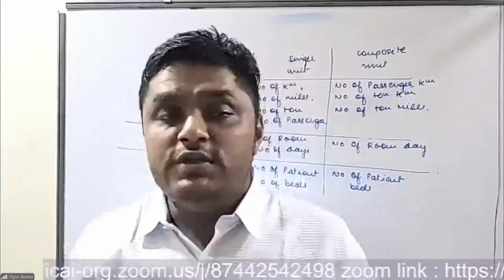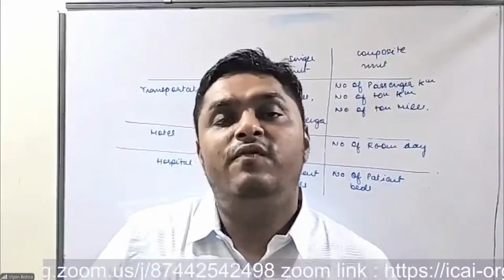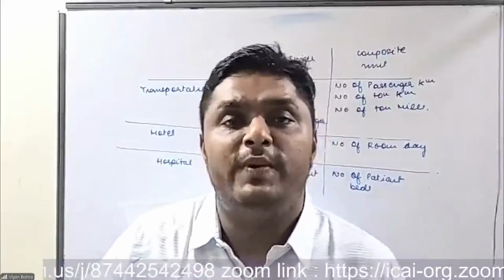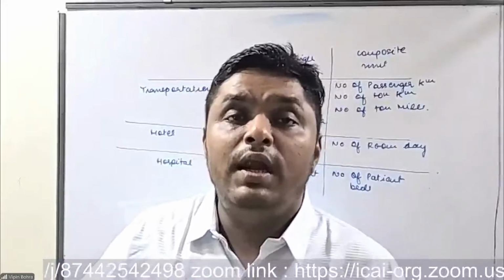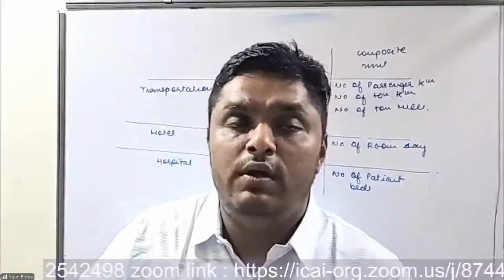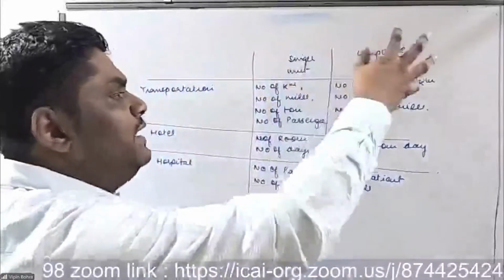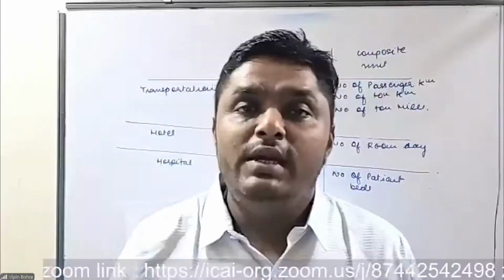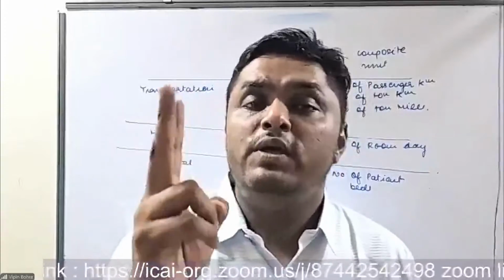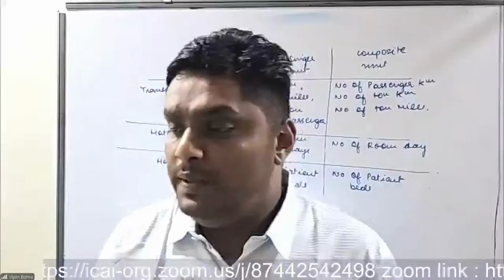I repeat again for the students who have joined a bit late: service sector costing is a method of costing used by the companies who are into the service sector to calculate the cost per unit. The total cost divided by the number of units gives us the cost per unit. The unit can be a single unit or a composite unit. In single unit, we use only one base, and in composite unit, we use two bases. Those who want to copy this part can please copy.